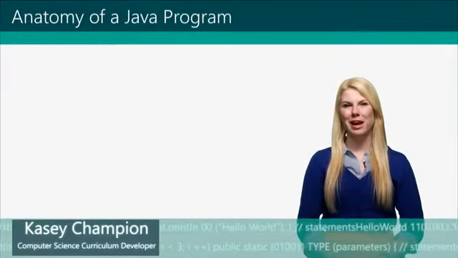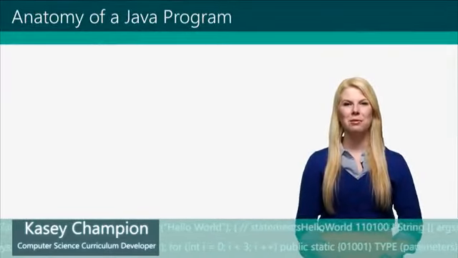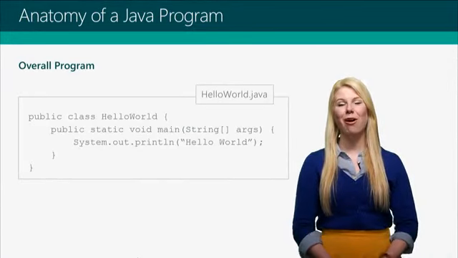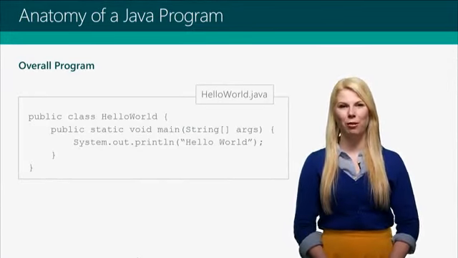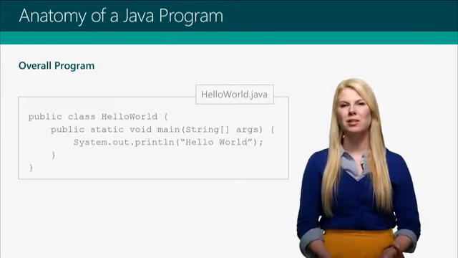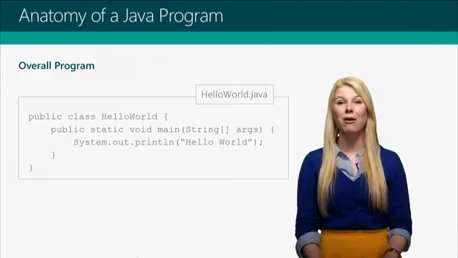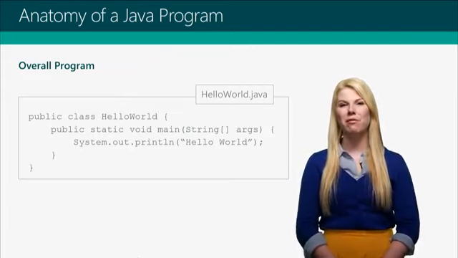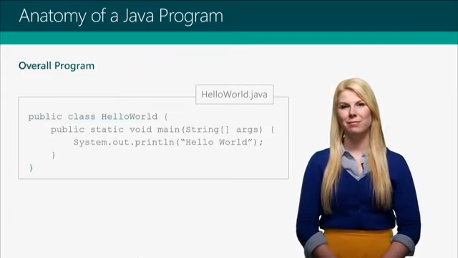Now, let's break down all of the different pieces you're going to need to write a Java program. Here is our overall Hello World program. You should have seen this before in the previous section. All this does is print the words Hello World out to the console for your user to see them. But in here, we have three very distinct pieces.